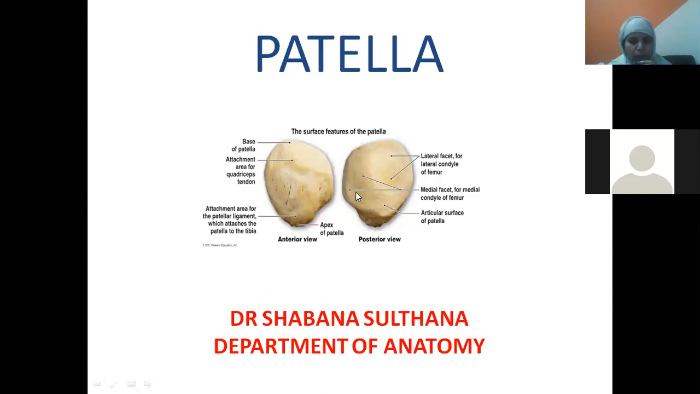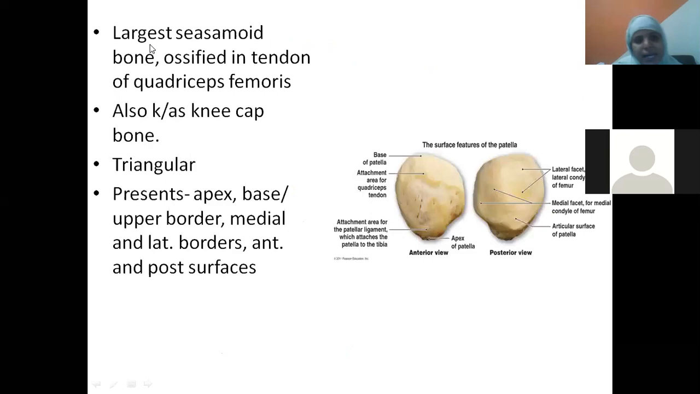Quadriceps femoris. Name the muscles we have in quadriceps femoris. Front of the thigh has 4 muscles. What are those? Vastus medialis, vastus intermedius, vastus lateralis, and rectus femoris. Isn't it? So in the tendon of this, you will see there is a formation of bone which is called a sesamoid bone. Okay. So now this is the largest sesamoid bone.